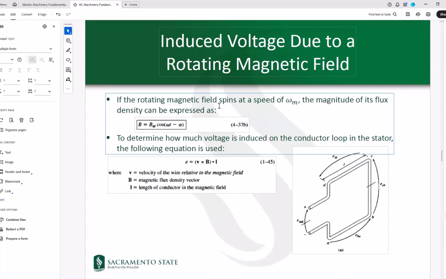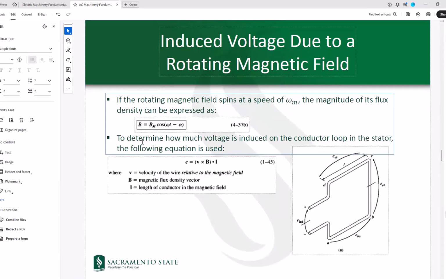So if the rotating magnetic field is spinning at a speed of omega m, let's assume that your machine is a two-pole machine for simplicity. So omega m would be the same as omega, the electrical omega here. The electrical rotational speed would be the same as the mechanical. Therefore, we would see a magnetic flux density that is expressed as this. So it would be sinusoidal.